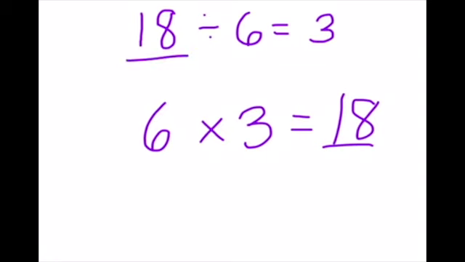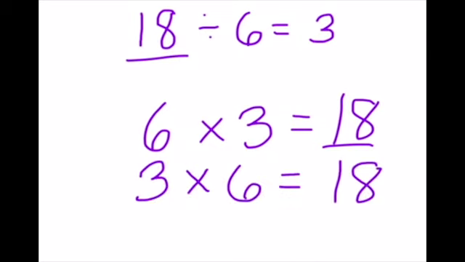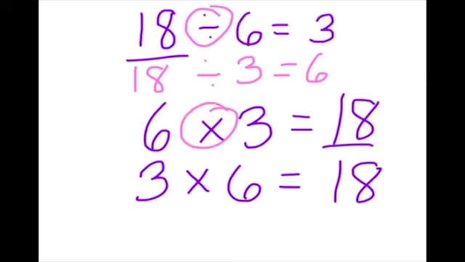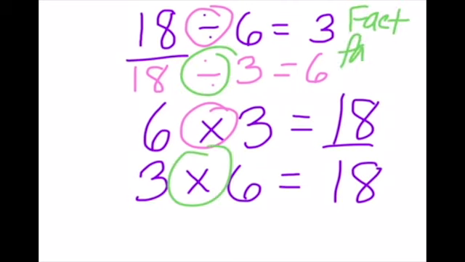Or what's another way I could have written this? 3 times 6 equals 18. Just like we know up here that we could have written it as 18 divided by 3 was 6. So not only did we just do the inverse operation, but we have our fact family.